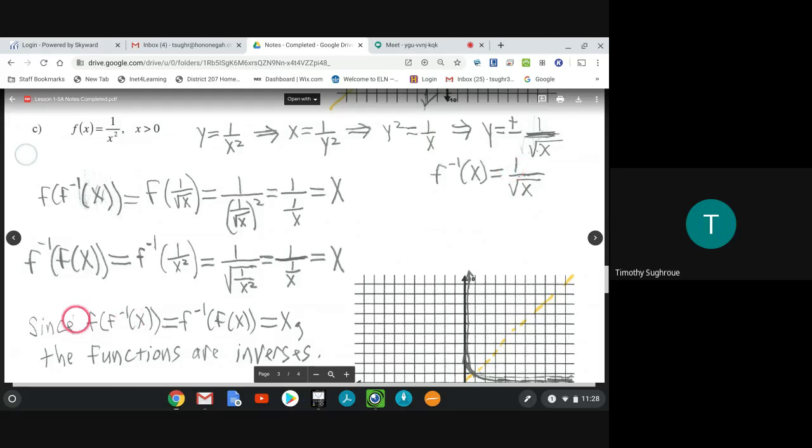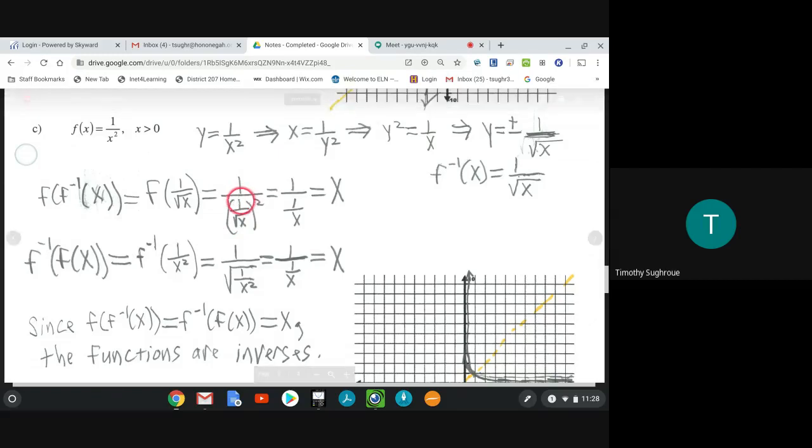Let's check our composites. Take x, plug it into the inverse function. 1 over the square root of x comes out. That goes into the f function. The f function says, take the input. Here's the input. It's coming right here for x. I'm going to square it, take 1 over that. So it comes right in here. Look at my circle. 1 over the square root of x, squared. 1 squared is 1. The square root of x squared is x. And 1 over x, take the reciprocal, is x.